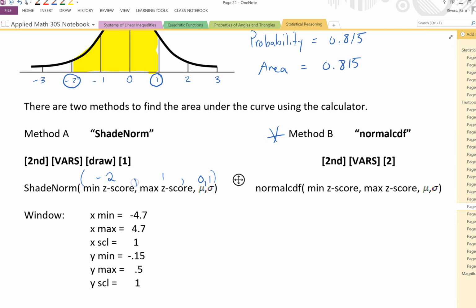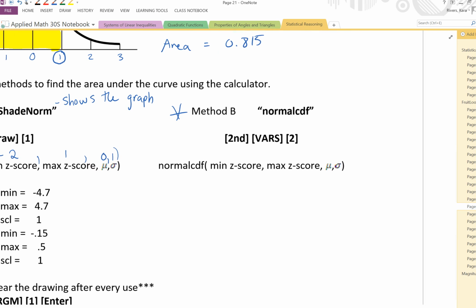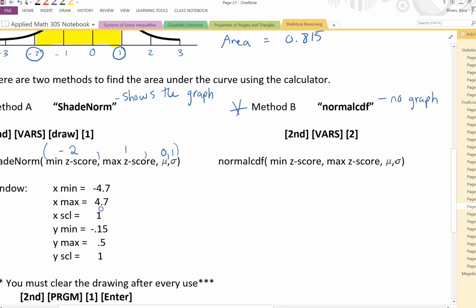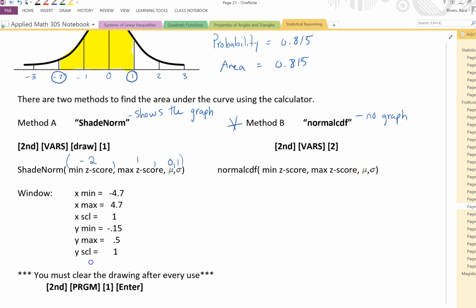So shade norm, like we said before, this finds the area, and this shows the graph. Okay, whereas when we're doing normal CDF, it just finds the area. So there's no graph. So that's the other thing, because for all of your questions, I am going to ask you to draw a diagram. So if you like to see the diagram given by the calculator, then you can go ahead and use shade norm.